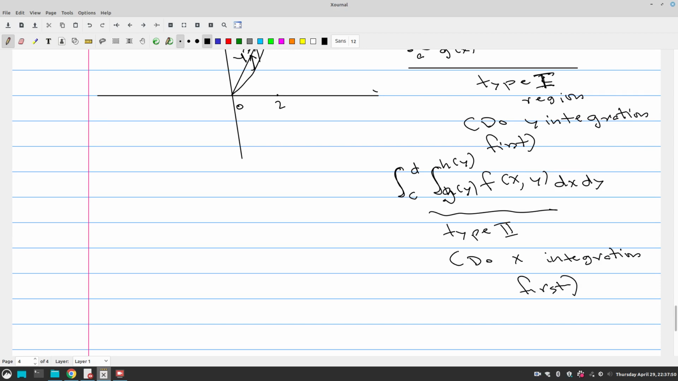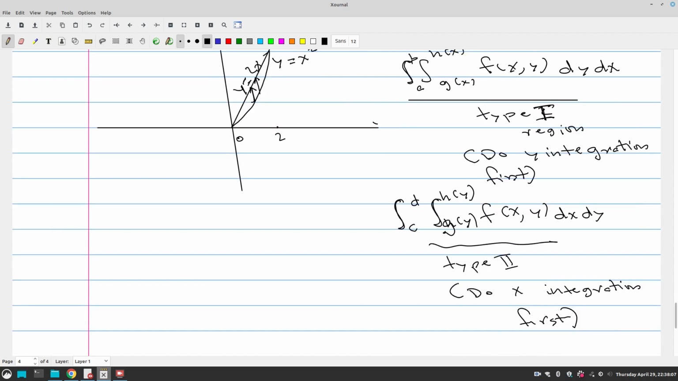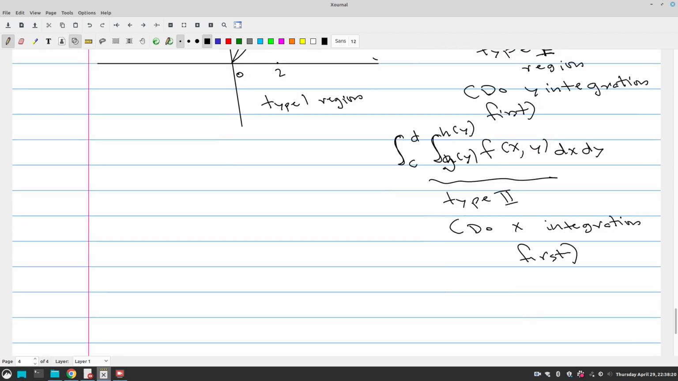Right, now why is that? Because otherwise if you did the y integration first, you would still have y in the answer, right? So we want our answer to be numerical. Okay, so this same region here, this is a type 1 region, but it can actually be expressed as a type 2 region. How so? How can we do that? Let's have a look.